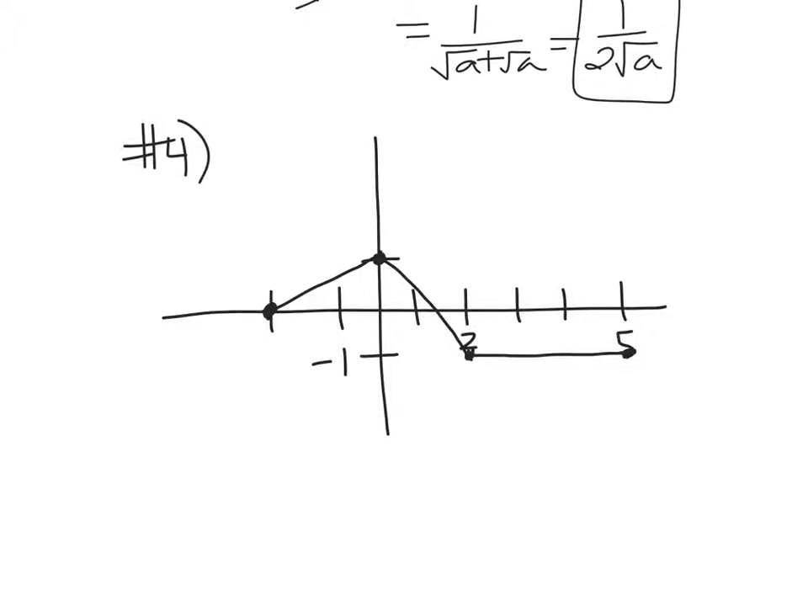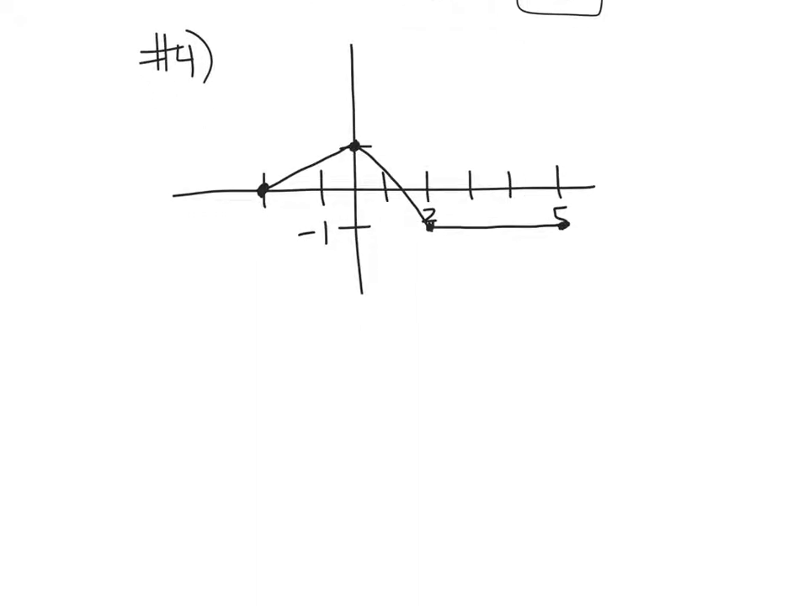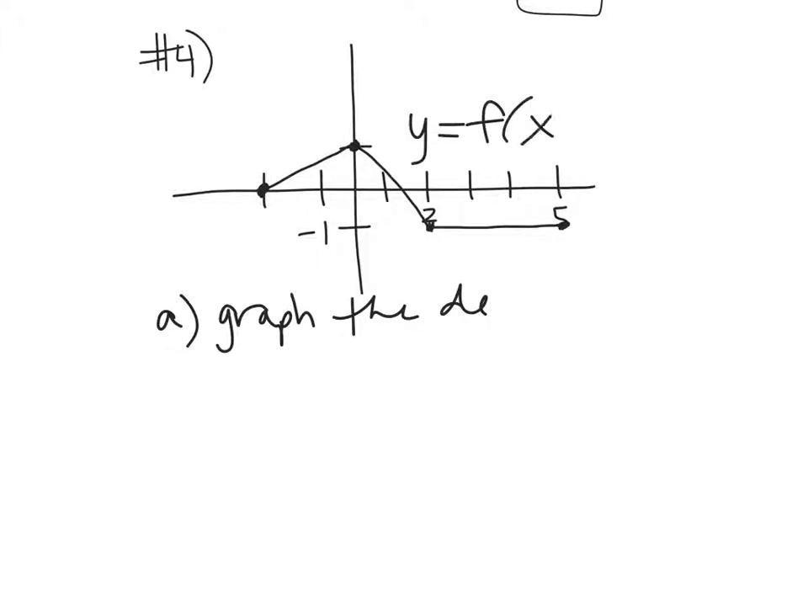All right, so very simple, basic graph. Just a bunch of line segments put together. It's a piecewise function, but I'm not going to make you give me what the piecewise function is. This is what we're going to do. We're going to graph the derivative of this function. So we're going to call this function y equals f of x, and we're going to graph the derivative y equals f prime of x.